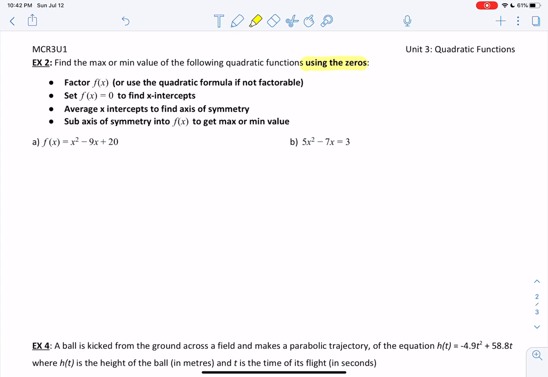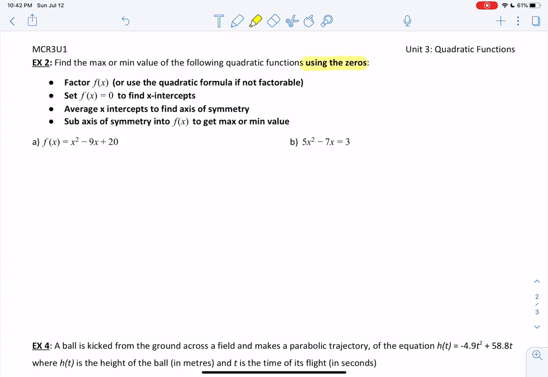Next, if I could factor it, I can set f of x equals 0 to find the x-intercepts, or again, use a quadratic formula. Then I average the x-intercepts to find my axis of symmetry. In other words, my vertex is perfectly in the middle of my two zeros. So because parabolas are symmetrical, my vertex happens right in between any 2 points that are symmetrical, like my zeros. So I can just find the point that's right in between them.